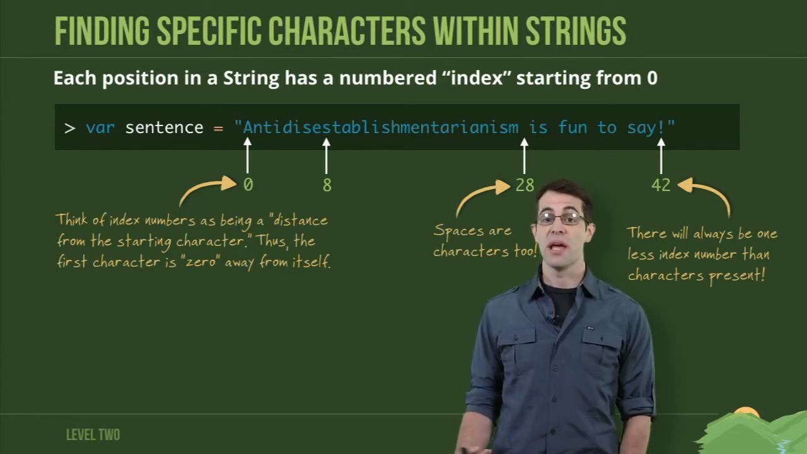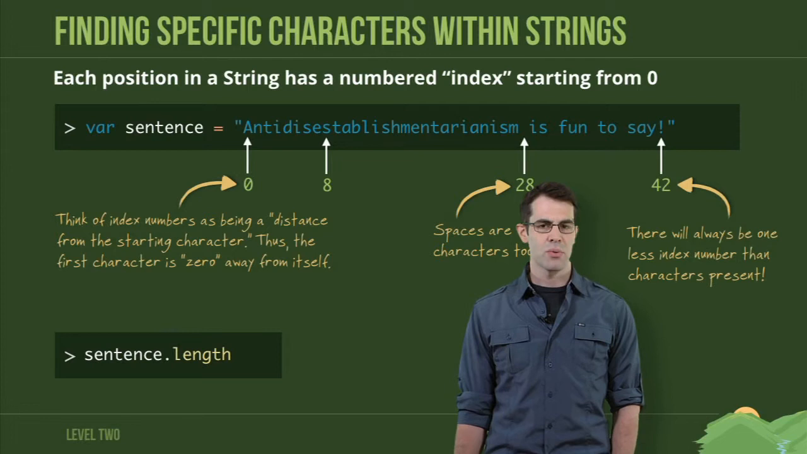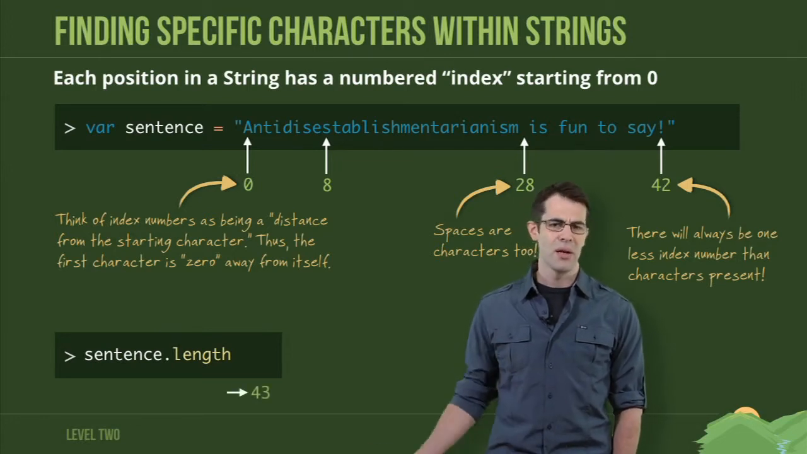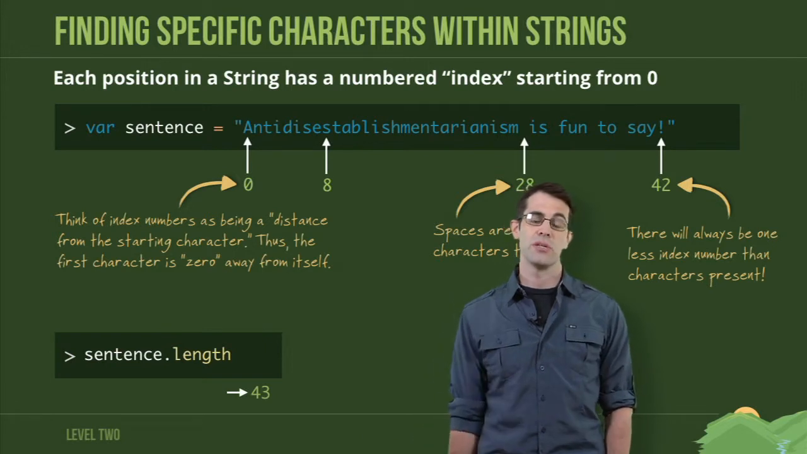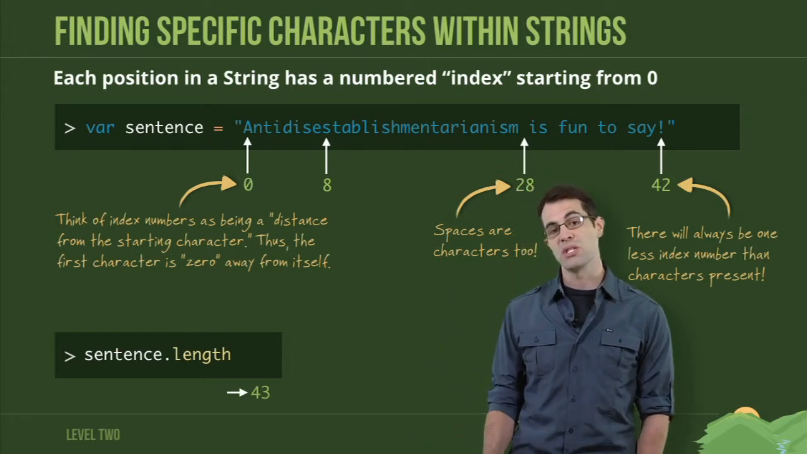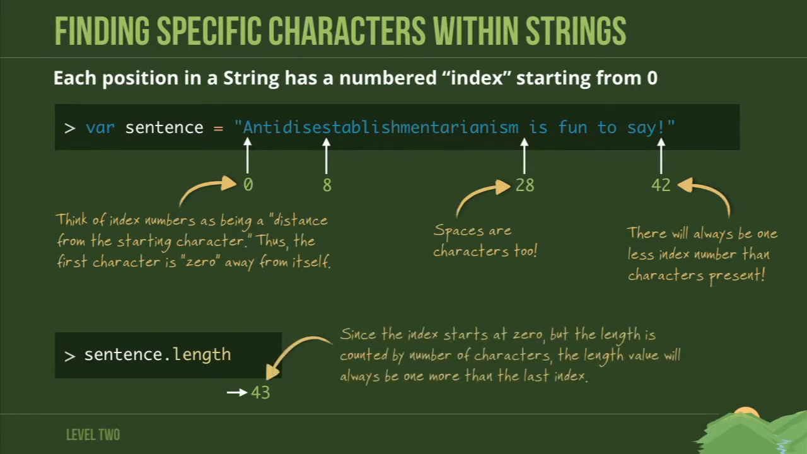Now if we took the length of this sentence variable using the .length property, JavaScript would return a 43. What? Why? We just said that the last character was index 42. That's because string positions are 0-based, and so there will always be one less index than the total length of the string.